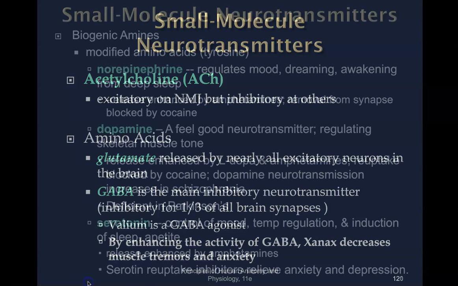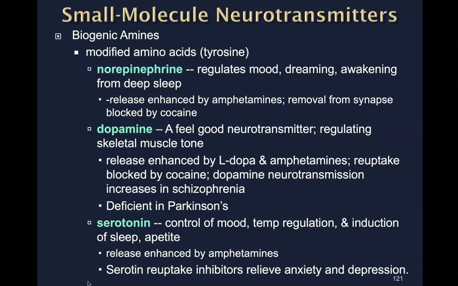It's just really interesting. There are lots of these biogenic amine neurotransmitters. And so one example, these are modified amino acids, is norepinephrine. You've probably heard norepinephrine or noradrenaline. This is going to be really important for regulating your mood, really important for awakening you, arousing you, waking you up from deep sleep, and things like dreaming. So again, lots of different drugs that we're going to talk about.